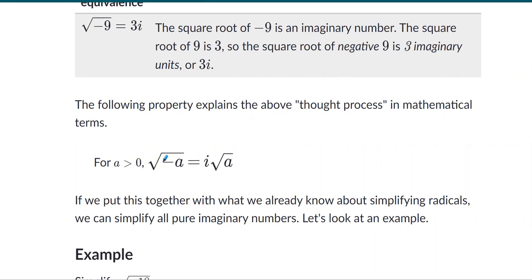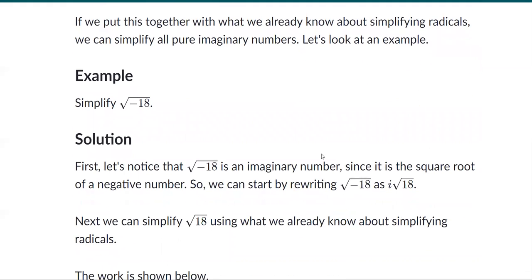Once again, notice I have the negative sign underneath this radical. The square root of -1 is i. And this a, the root of a, is just the root of a. If we put this together with what we already know about simplifying radicals, we can simplify all pure imaginary numbers. Let's look at an example. In this one here, we have: simplify the square root of -18. And I'm just going to talk you through this. So the square root of -18.